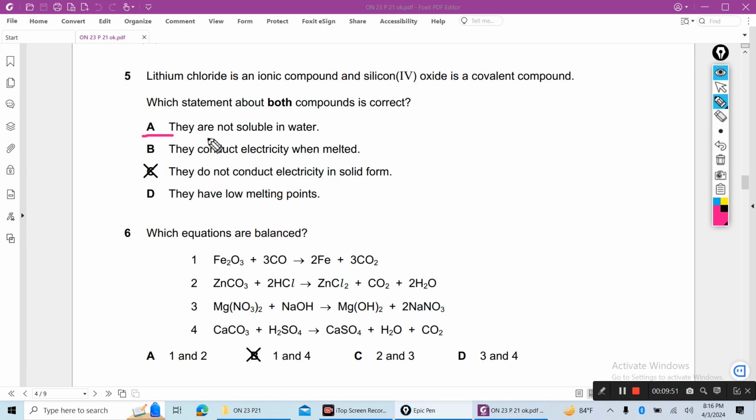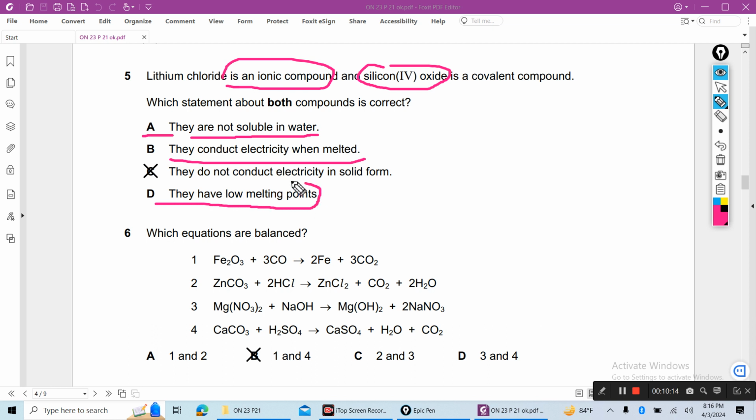A is the wrong answer. Why? They are not soluble in water. But ionic compounds are soluble in water. This is wrong. They conduct electricity when melted: silicon dioxide does not conduct electricity. And they have low melting points: this is wrong because they have high melting points.